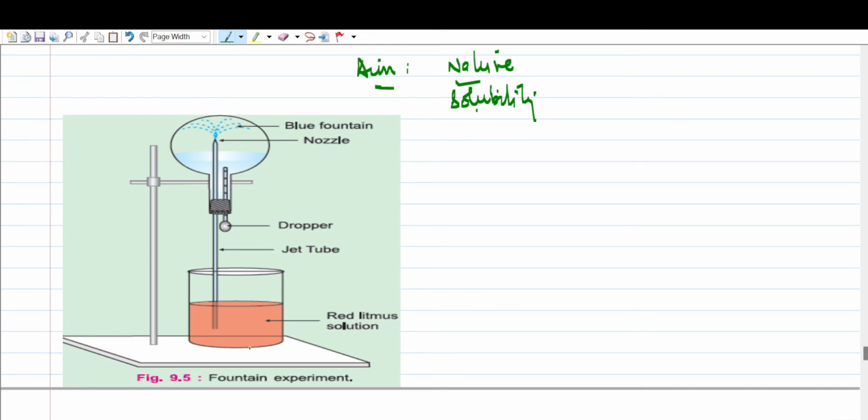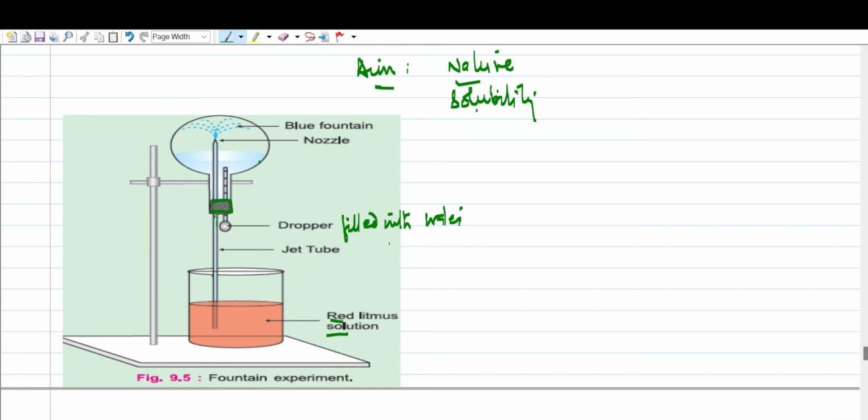In this experiment, we take a beaker. In this beaker, we fill red litmus solution. We connect this beaker through a capillary with a round bottom flask. This round bottom flask has a cork. The cork has two holes. With one, we connect the capillary. In the second, we insert a dropper. This dropper is filled with water.